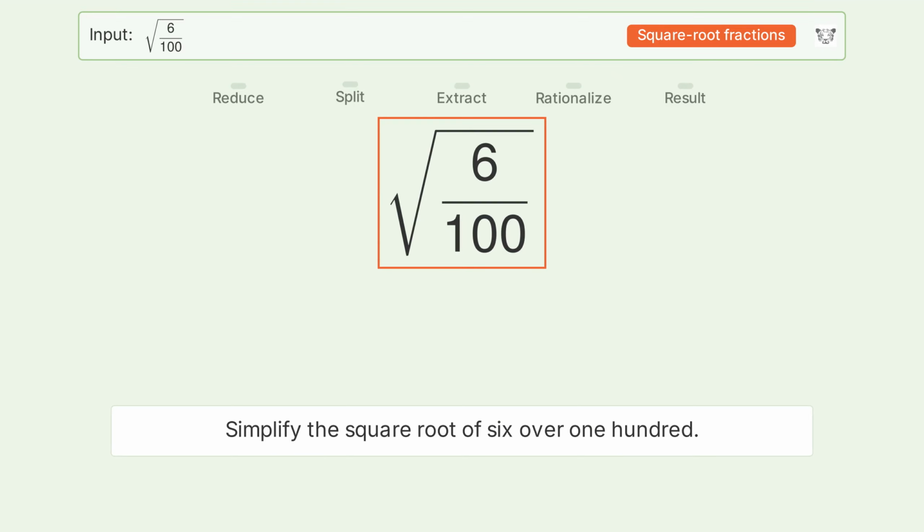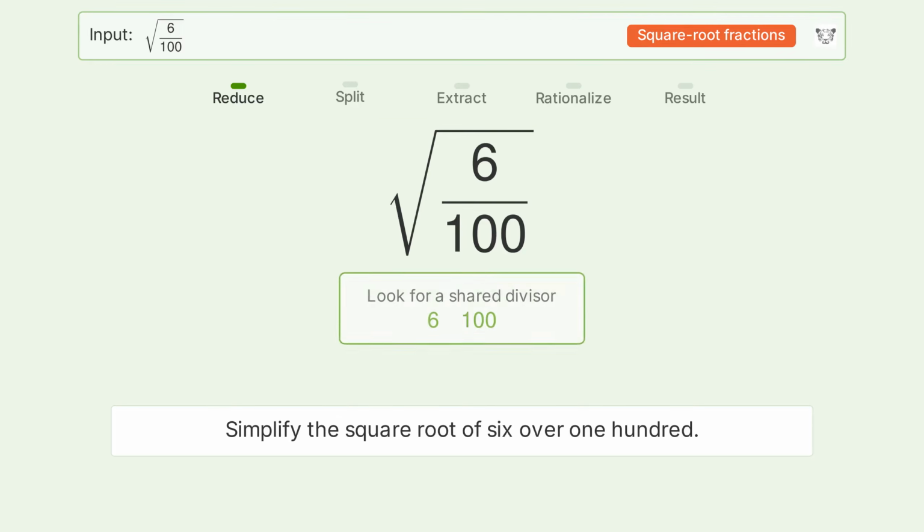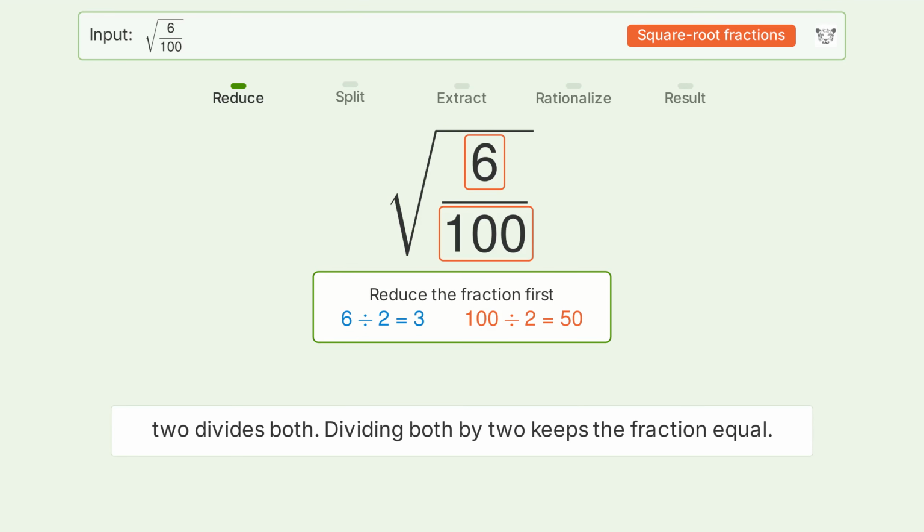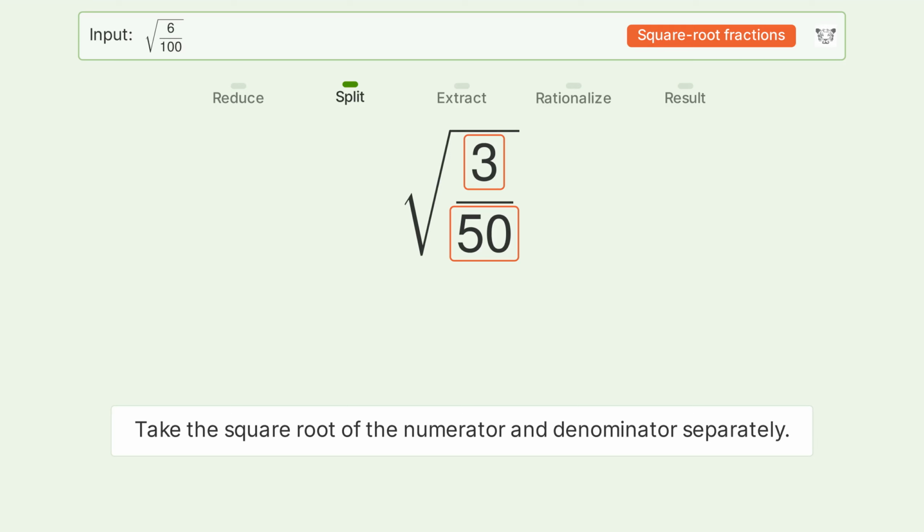Simplify the square root of 6 over 100. First, look for a number that divides both the numerator and denominator. 2 divides both. Dividing both by 2 keeps the fraction equal. Take the square root of the numerator and denominator separately.